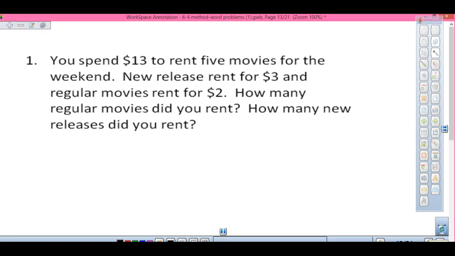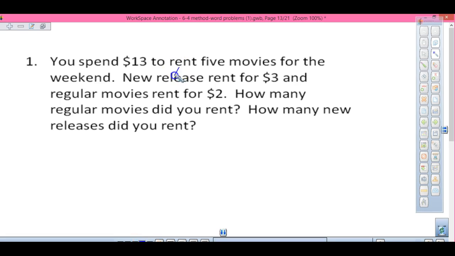Alright, so you're going to Redbox. Your new releases are $3 and your regular movies are $2. What do you want to call your new releases? X. What do you want to call your regular movies? Y. So you've always got to pick out your X and your Y.